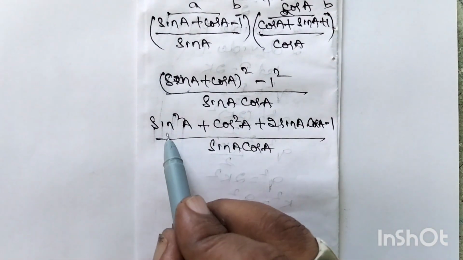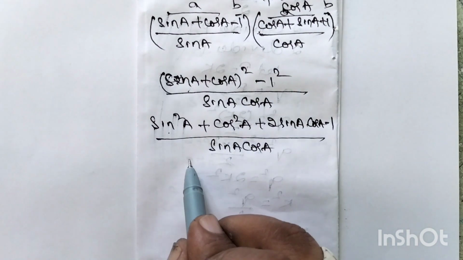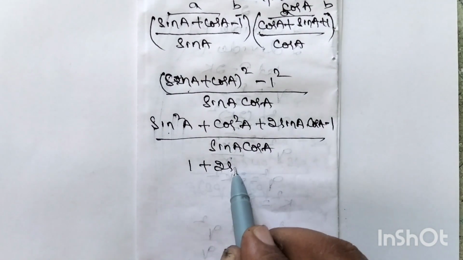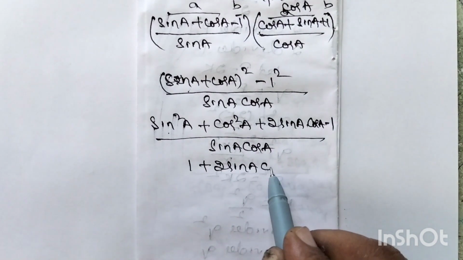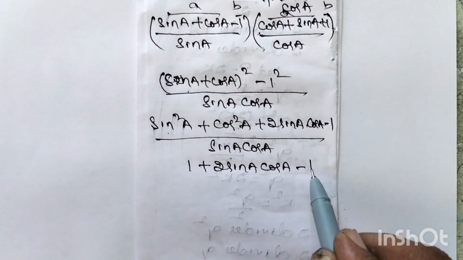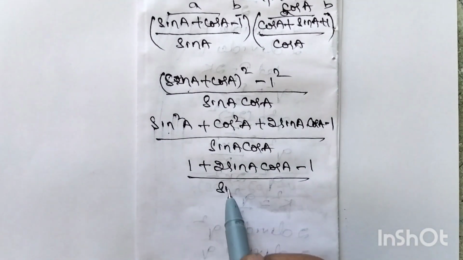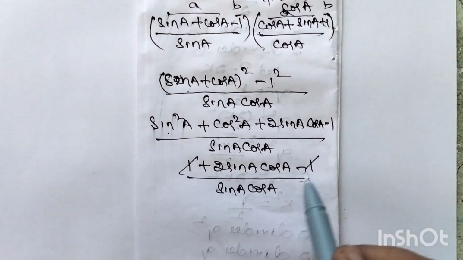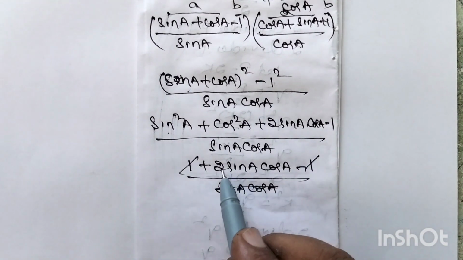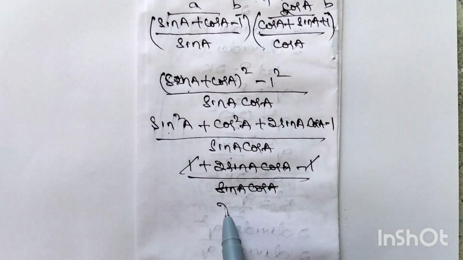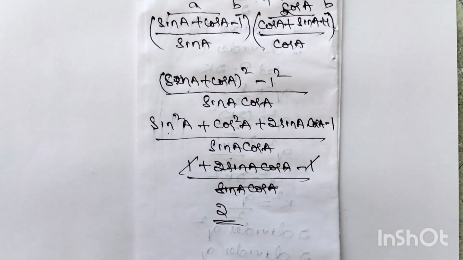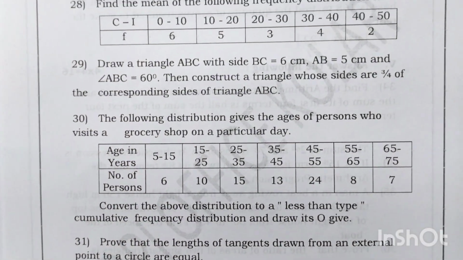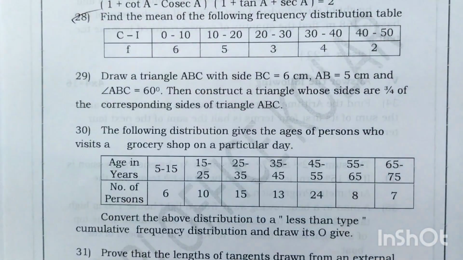Now sin square theta plus cos square theta is 1, plus 2 sin A cos A minus 1, divided by sin A cos A. So plus 1 minus 1 cancel. Sin A cos A cancel. So remaining is 2. This is what we have to prove there. So now let us move to one more question, that is the 28th question.